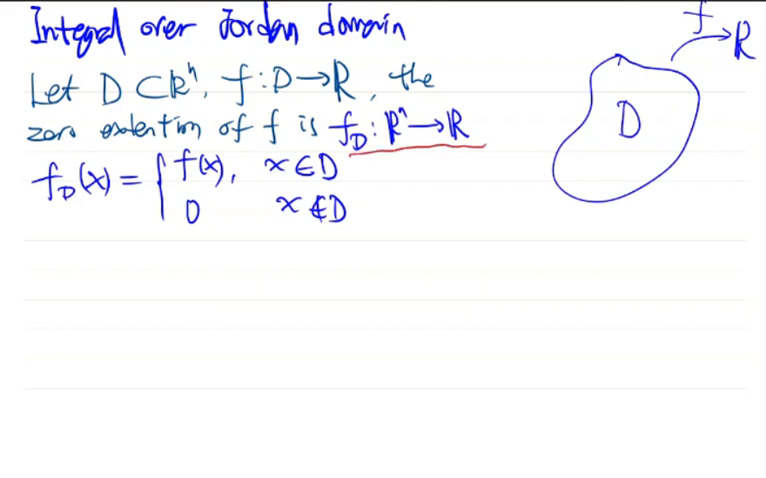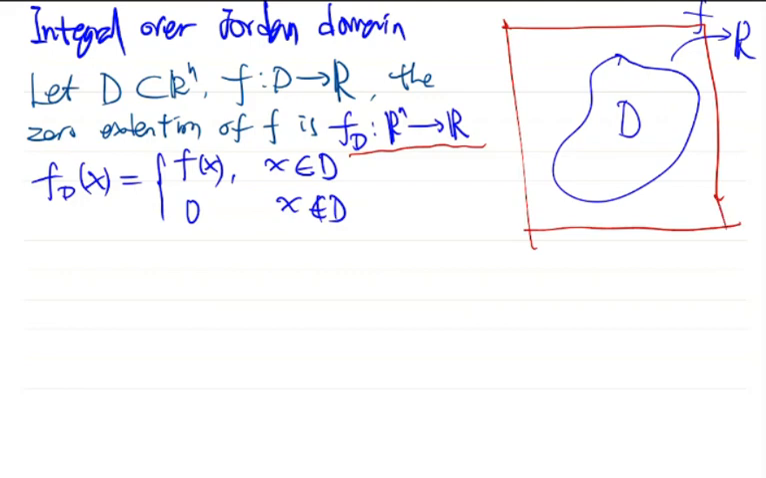Of course, if D is bounded, you can also take a rectangle containing D, and then you can consider this fD as a function defined over the rectangle. But we don't take this notation. We simply regard the zero extension to be defined over the whole space Rn. Now we have a very important lemma, which will enable us to define the integral of f over any subset D.